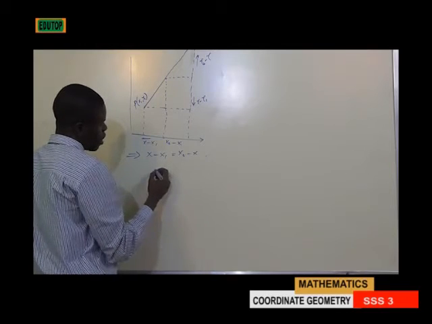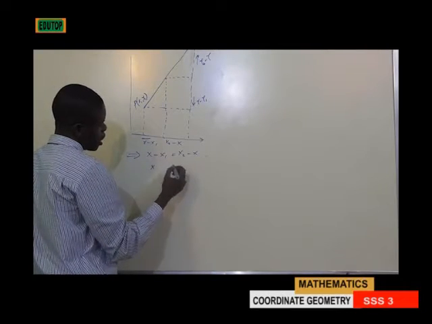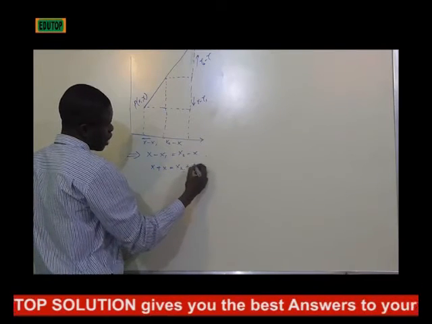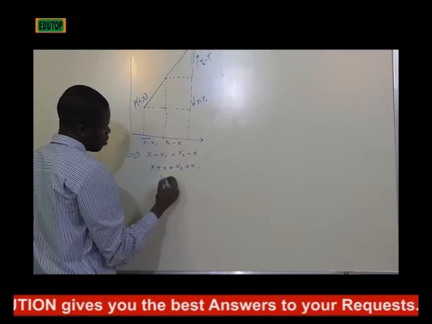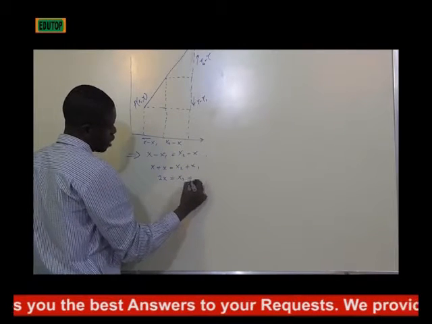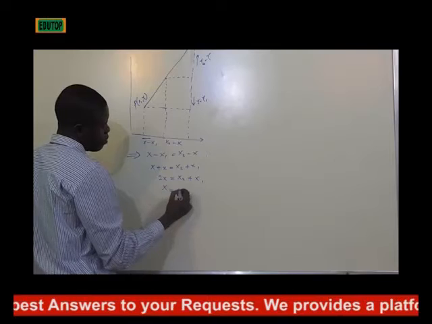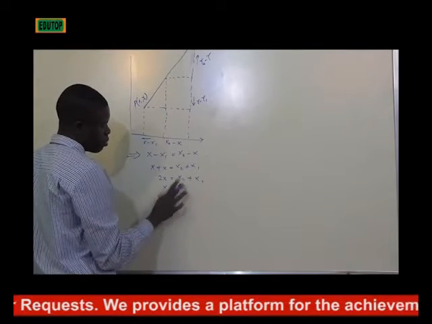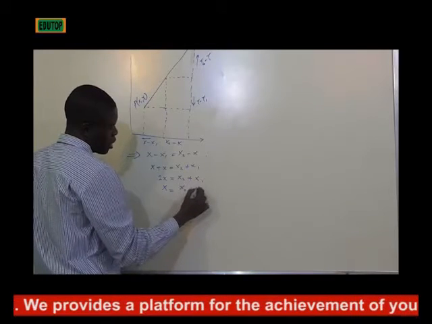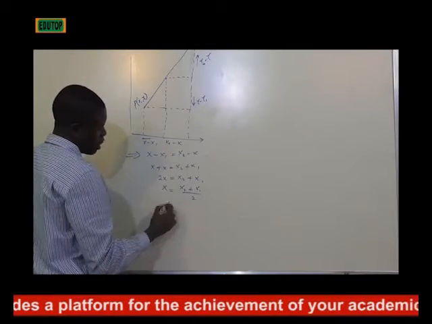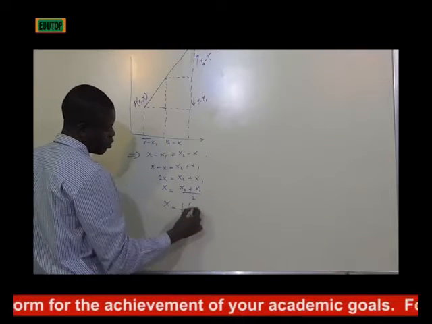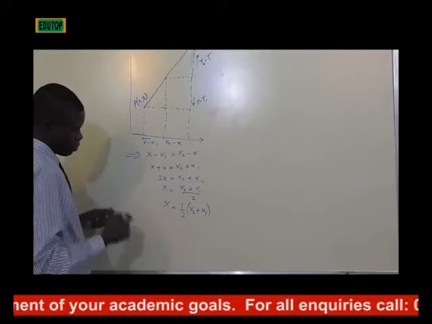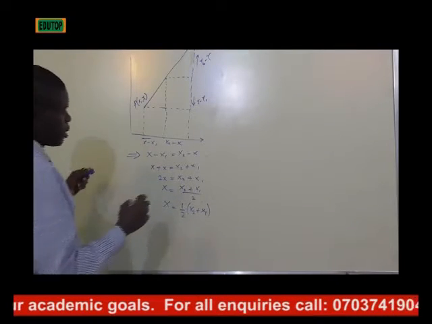Then if you have this, collect like terms, so you have x plus x equals x2 plus x1. Then this becomes 2x equals x2 plus x1. Then your x will definitely be half, or let's say your x will be x2 plus x1 divided by 2. Then your x now becomes 1 over 2 into x2 plus x1.